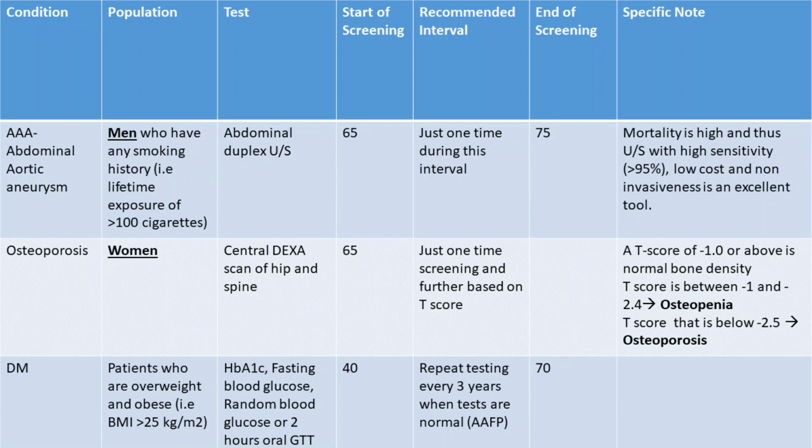Diabetes mellitus. All the patients that are overweight or obese, that is over the BMI of 25 kg per meter square, are recommended to undergo screening for diabetes mellitus with a HbA1c, a fasting blood glucose, a random blood glucose, or a 2-hour oral glucose tolerance test. The starting stage of this screening is 40 years and the end of screening is at 70 years, and the testing is repeated every 3 years if the tests are normal.